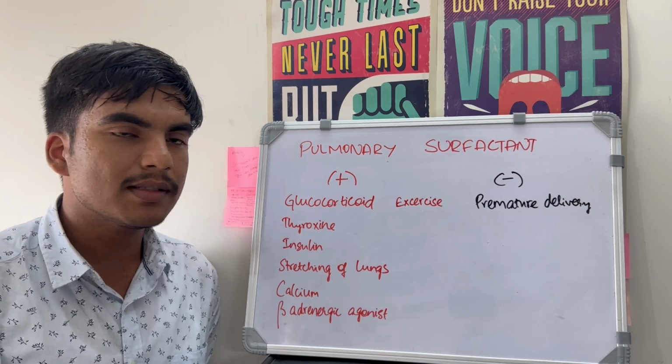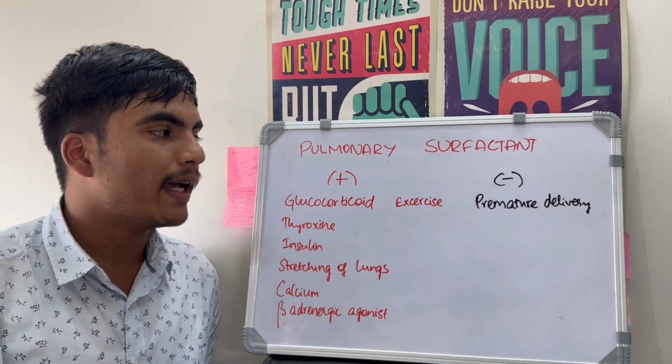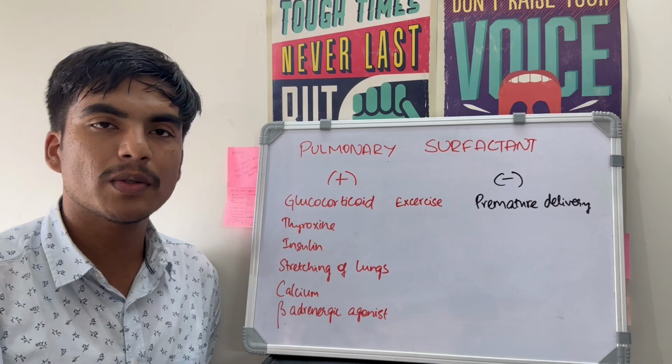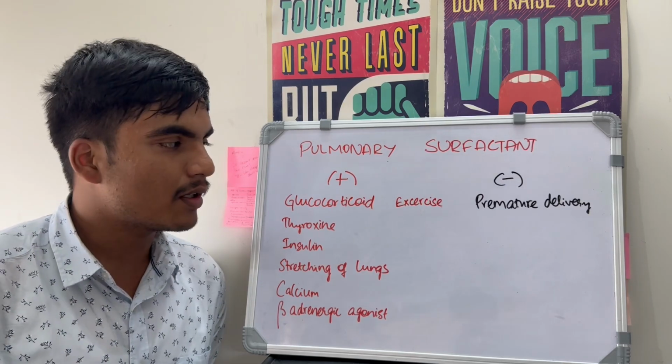During premature delivery, the surfactant produced is very, very less, and thus after delivery, they give steroids to increase the production of pulmonary surfactant. That's all for this video.